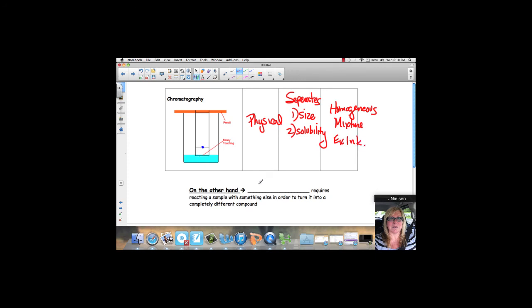On the other hand, chemical separation requires reacting a sample with something else in order to turn it into a completely different compound.